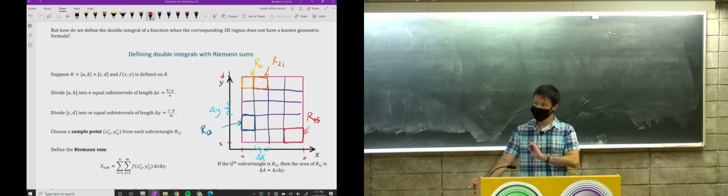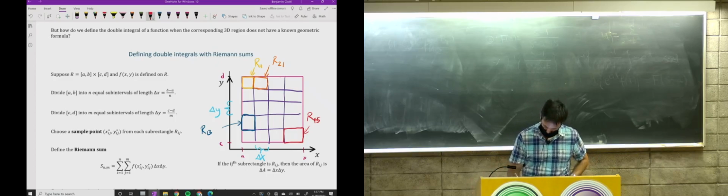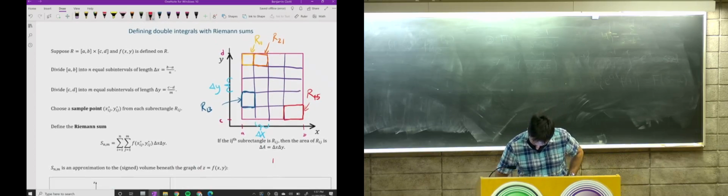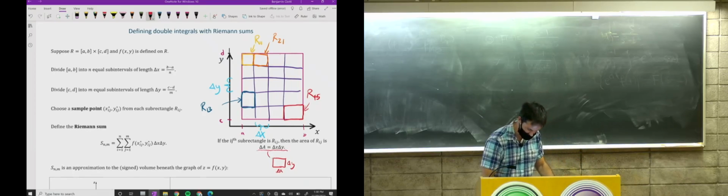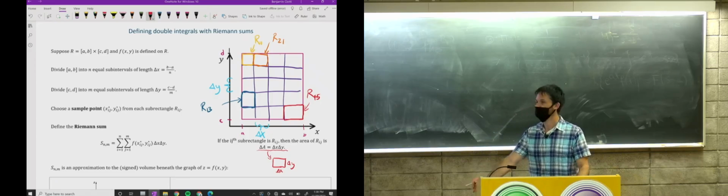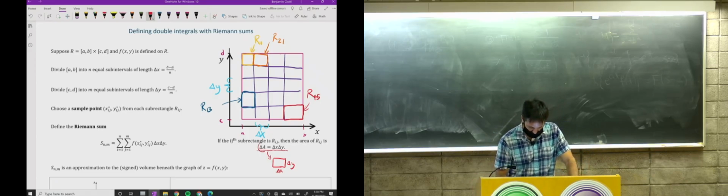So each one of those subrectangles has width delta x and height delta y. Hence, the area of each one is delta x delta y. And we sometimes call that delta A.